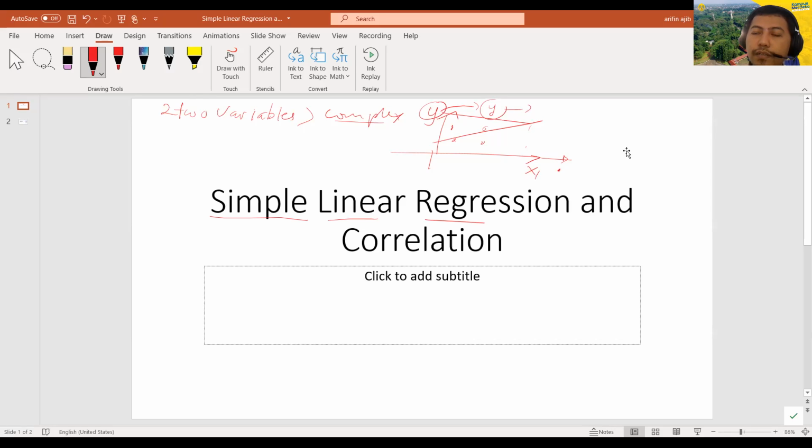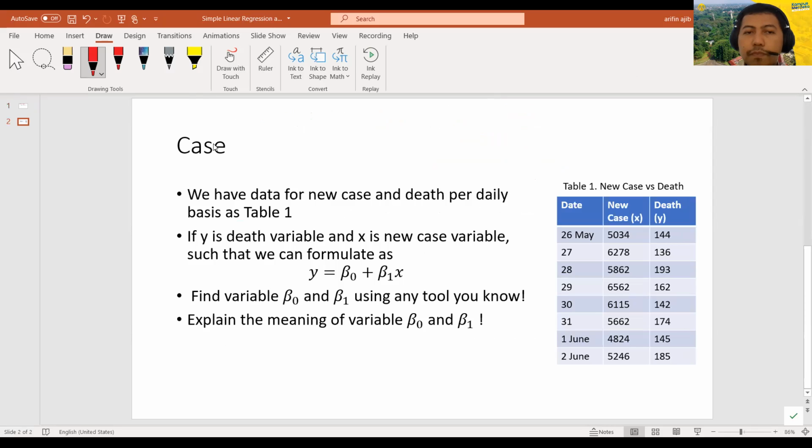For the introduction, I have a case. I hope you can be triggered using this case. We have data of new cases and deaths on a daily basis as shown in table one. Actually, I took this from the COVID-19 case. This is the new cases every day, and this is the death cases every day. I took the data from 26 May until 2 June, so the total is eight data points.